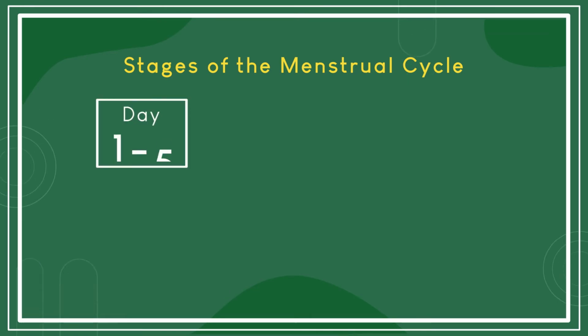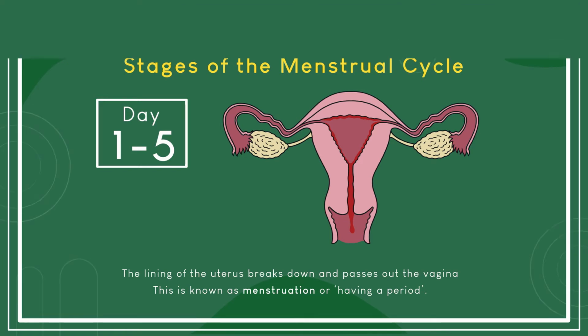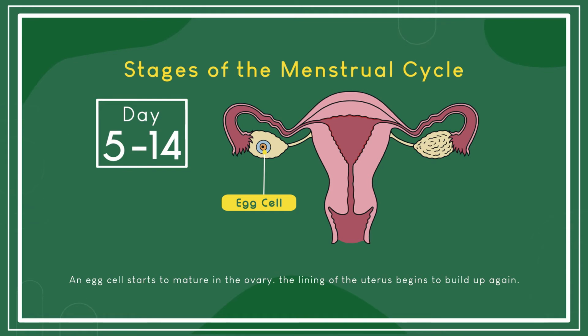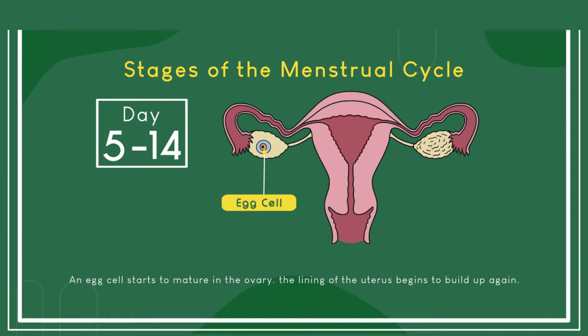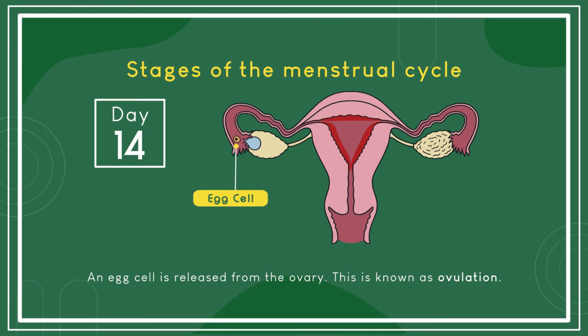Day 1 to 5. The lining of the uterus breaks down and passes out of the vagina. This is known as menstruation, or commonly called having a period. Day 5 to 14, an egg cell starts to mature in the ovary. On day 14, an egg cell is released from the ovary. This stage is known as ovulation.